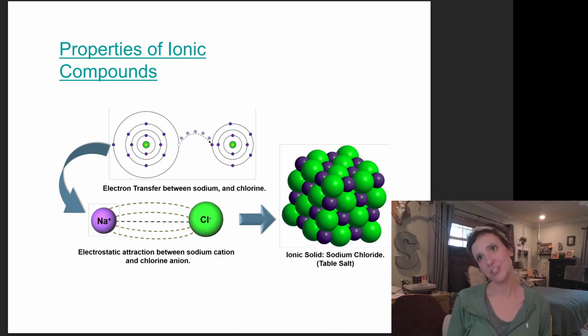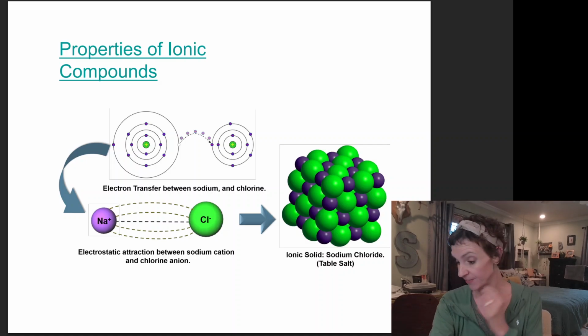Y'all are like, oh my gosh, she's repeating the same information over and over again. And I am. Yeah. So the main thing to keep in mind is these ionic compounds are really, really strong, with high melting points, high boiling points, and they're good conductors, but only when they're liquid or aqueous.